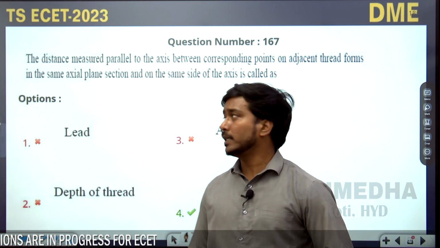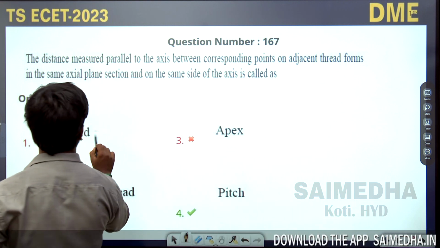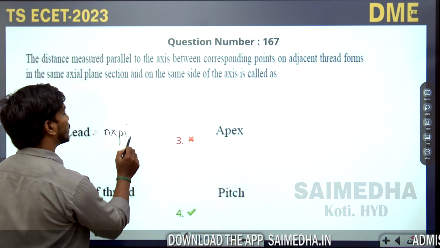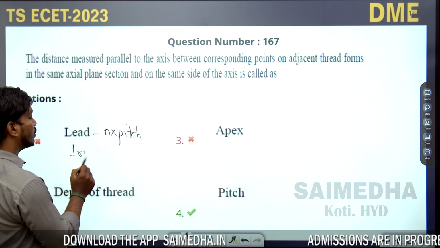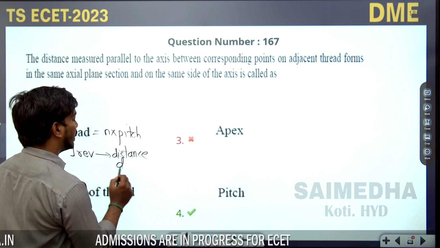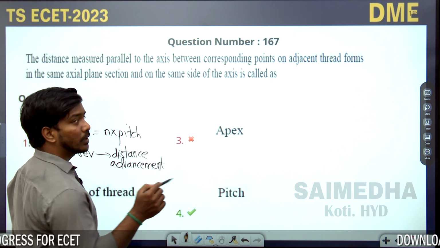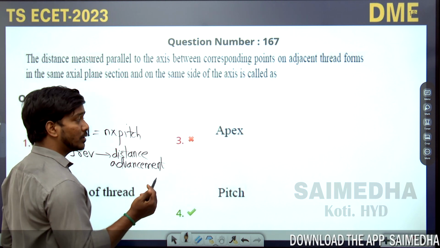This question is from the design of machine elements chapter. Lead is equal to n times the pitch. For one revolution, the distance of advancement is called lead. Single start means pitch, double start means 2 times the pitch.